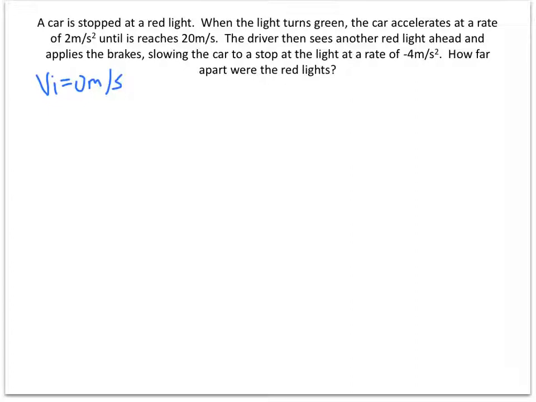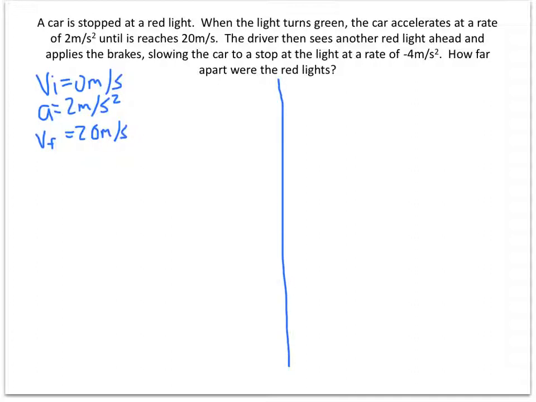When the light turns green, the car accelerates at a rate of 2 meters per second squared until it reaches a final velocity of 20 meters per second. The driver then sees another red light ahead and brakes at a negative acceleration rate. I'm going to start setting up kind of a twofold problem. So at the point where I hit my brakes, that becomes a new problem with a new initial velocity of what my old final was, 20 meters per second.